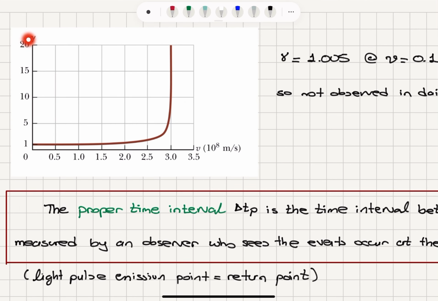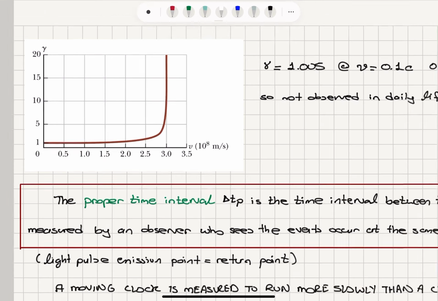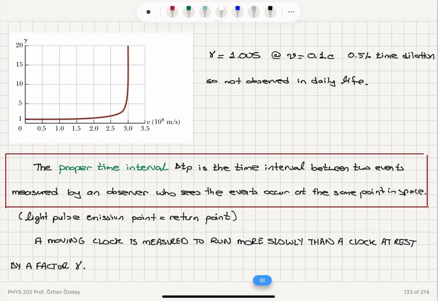So if you plot gamma as a function of v, you can see that an appreciable deviation from 1 occurs for only speeds very close to the speed of light. So you can see that usually we can neglect this relativistic correction, but when the velocity is approaching close to the velocity of light, we will have an appreciable relativistic correction factor.